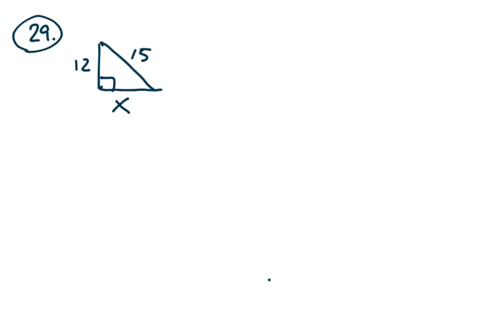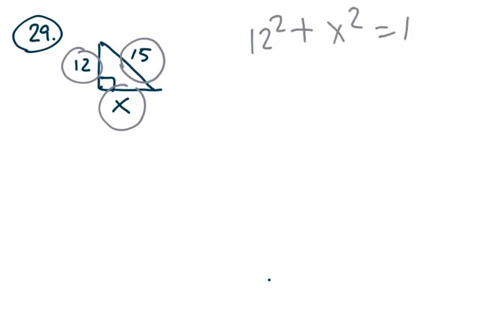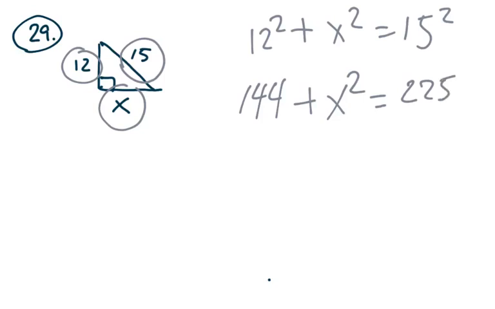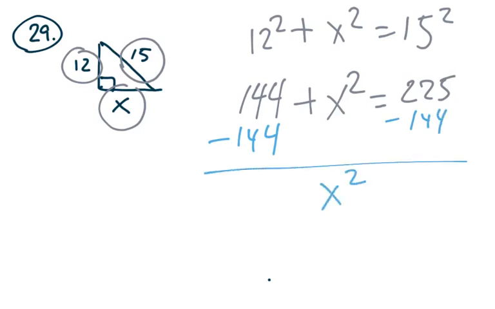So we're just going to apply Pythagorean Theorem, which just means I'm going to square each of these. So 12 squared plus x squared equals 15 squared. 12 squared is 144 plus x squared. 15 squared is 225. We're going to subtract 144 from both sides. So x squared is equal to 81. So x has to be the square root of 81, which is 9.